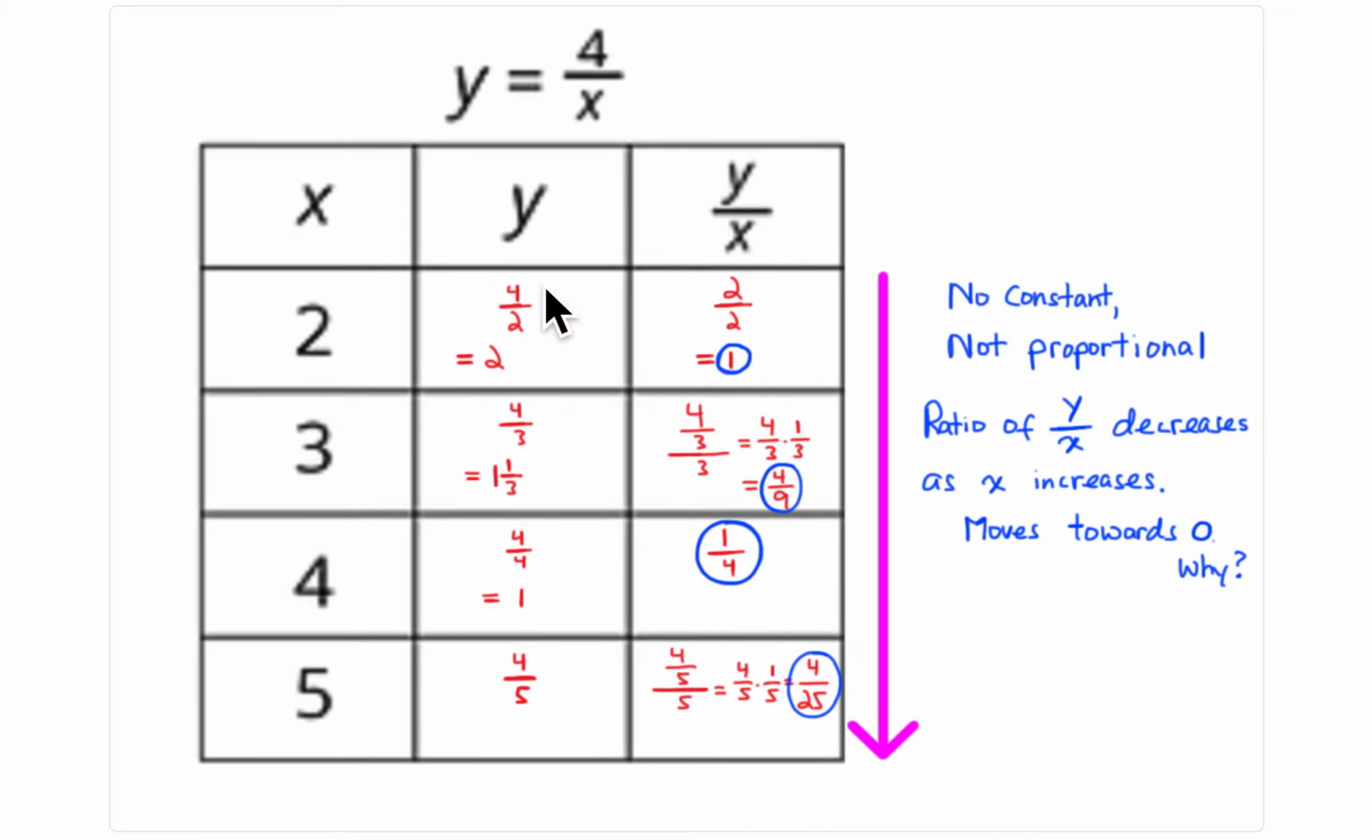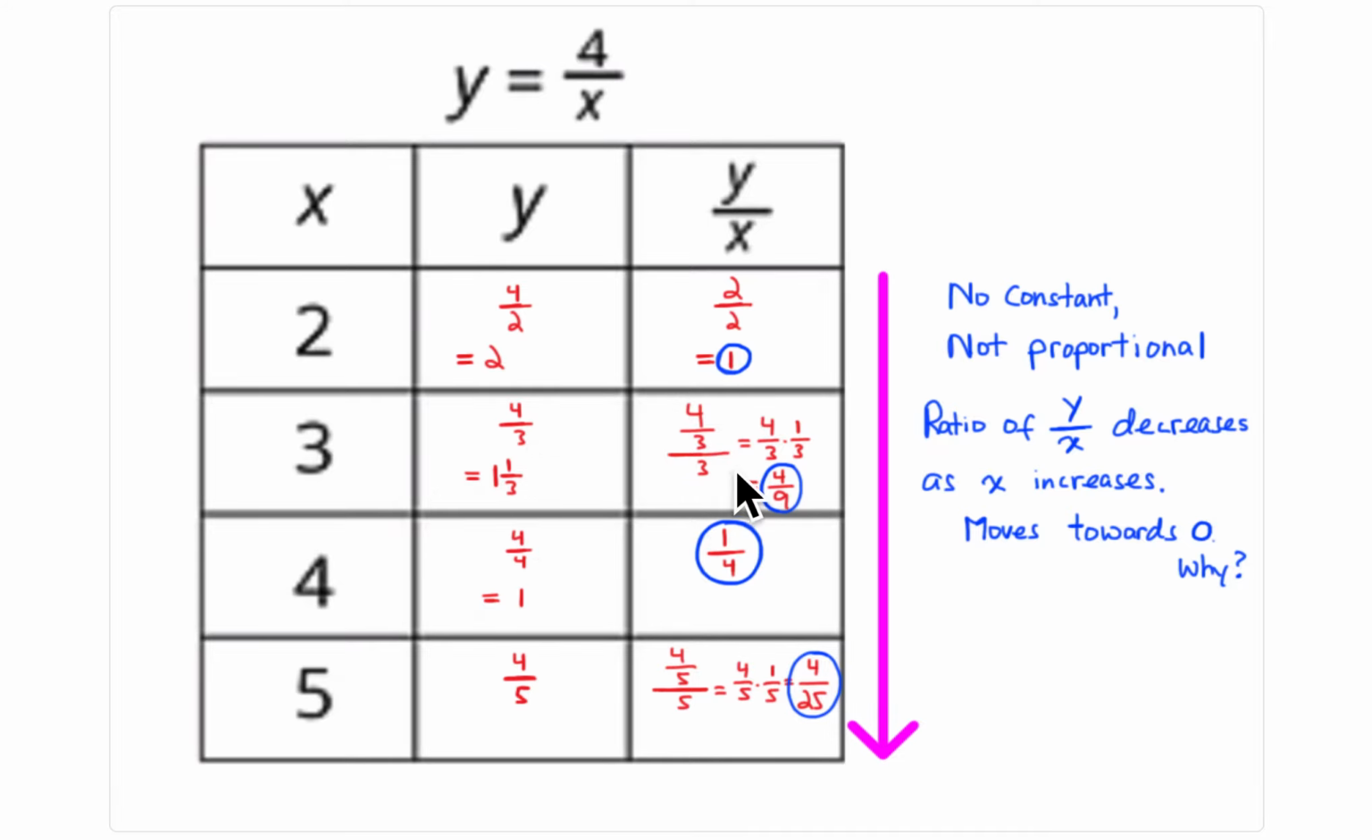4 divided by x: 4 divided by 2, 4 divided by 3 is 4/3, or 1 1/3, 4 divided by 4, 4/5, 4 divided by 5. So now if you divide by x, so 4/2 divided by 2. So 2 divided by 2 is 1.